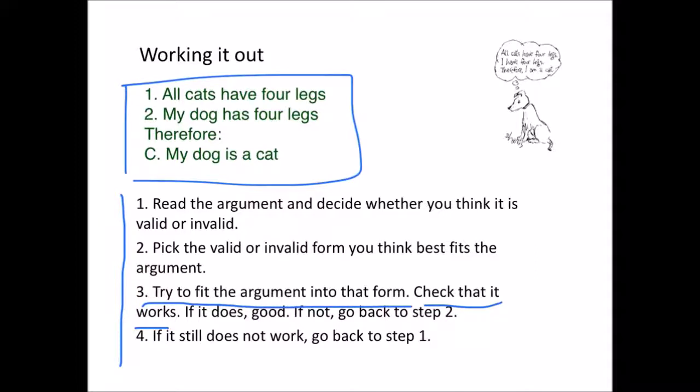If it does fit, that's good. If it doesn't fit, go back to step 2. Try one of the other forms. If it's still not working, it may be that your initial judgment about validity was wrong, so you should go back to step 1. And if you initially thought it was valid, but it's not fitting any of the valid forms, then maybe after all the argument's invalid. See if you can get it to fit one of the invalid forms. Equally, if you initially thought the argument was invalid, but it's not fitting any of the invalid forms of argument, have another think about it and try to see if it will fit any of the valid forms of argument.